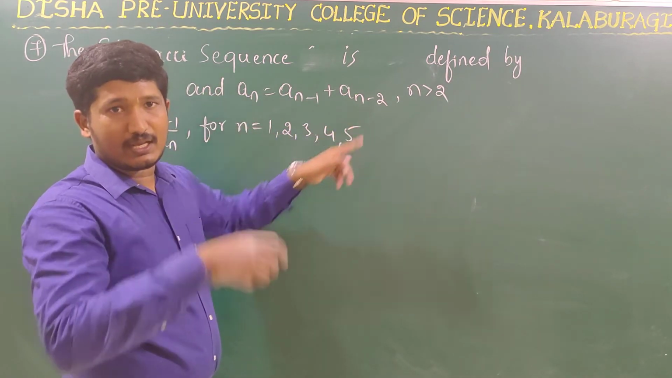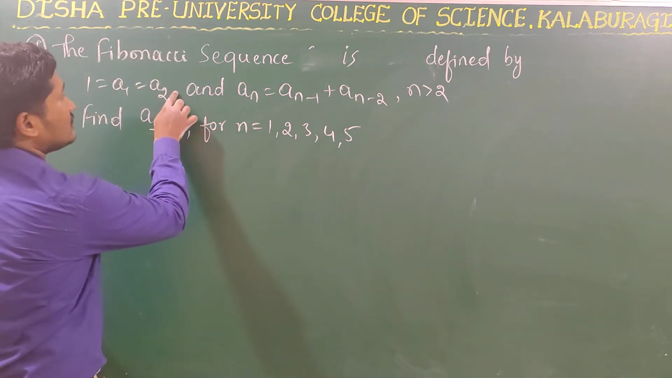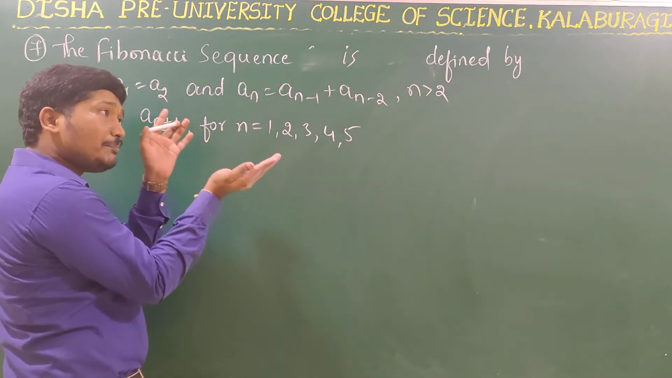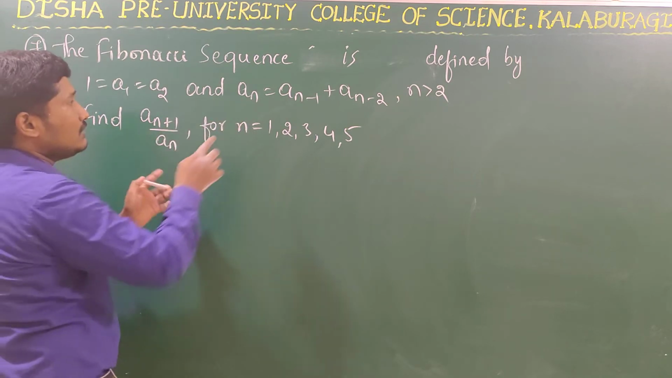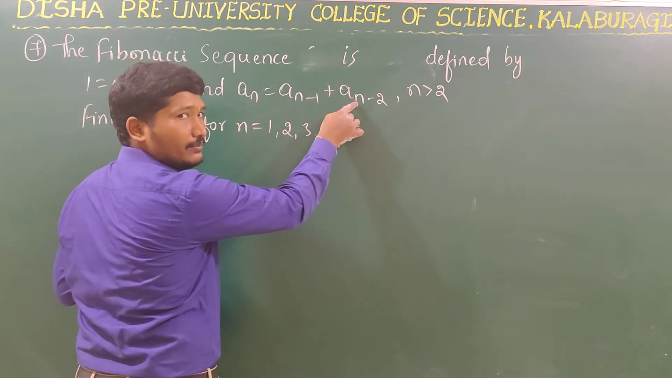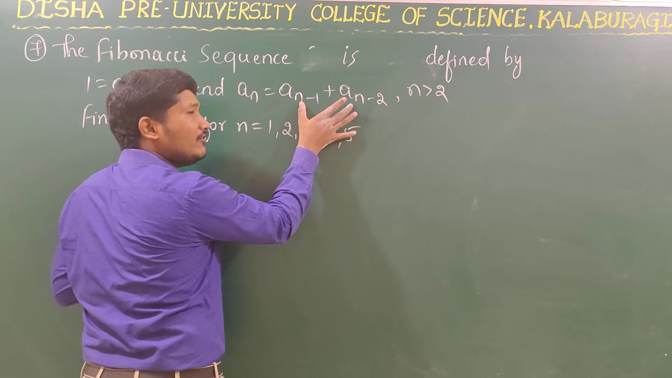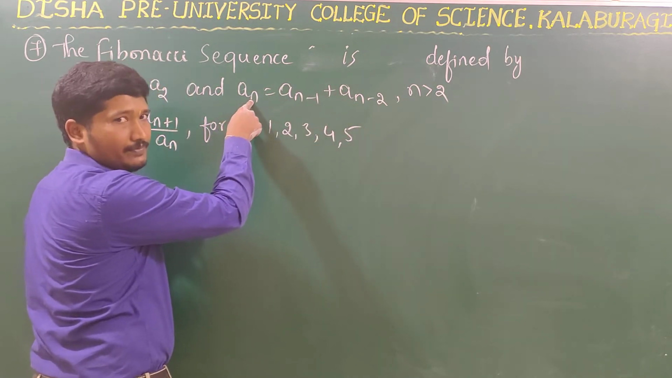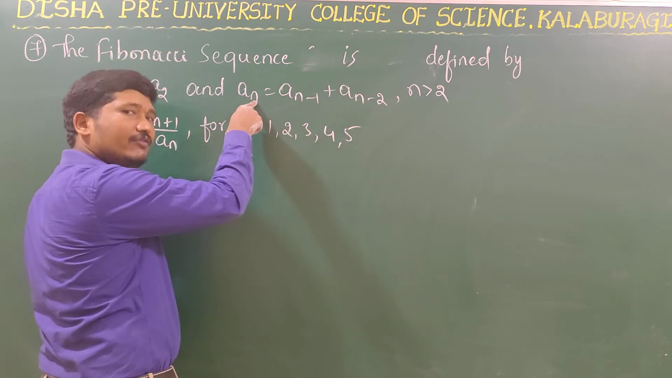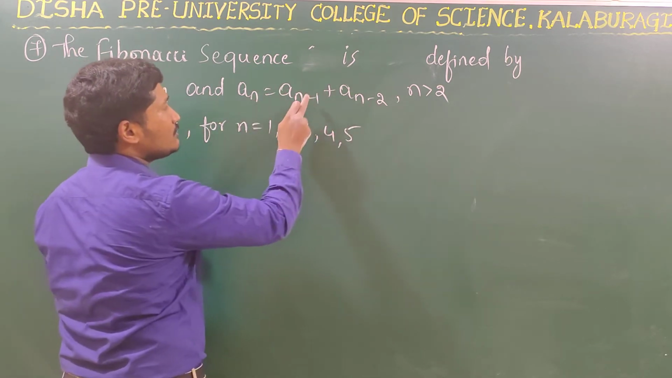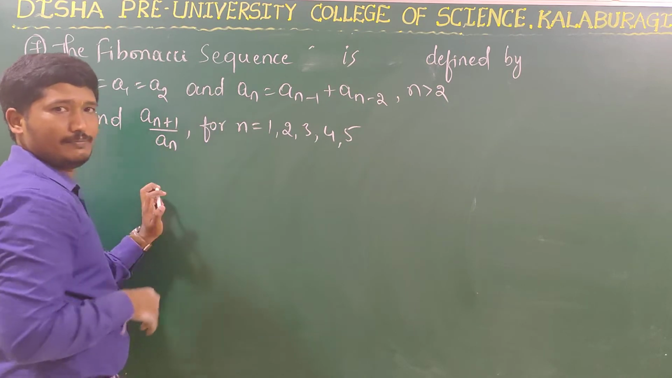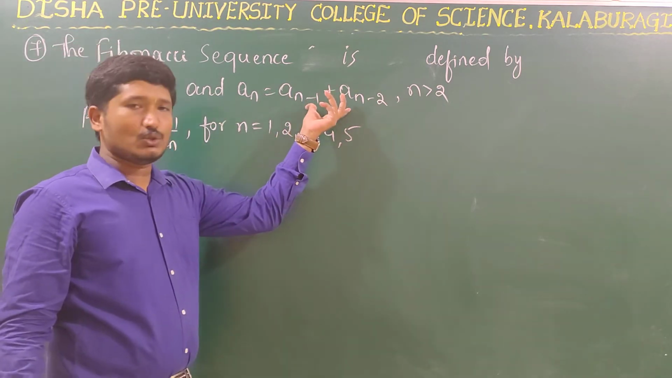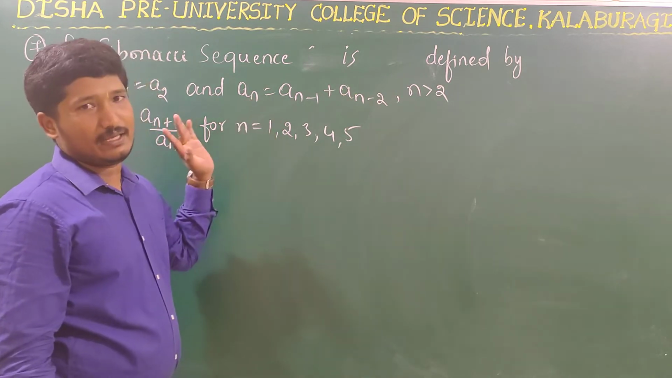Right? While explaining, I told you that the next terms will be obtained by the addition of the previous two terms. So here the same thing is going on. When you add the previous two terms of the sequence, you will get an. n minus 1 is the previous term to n. n minus 2 is the previous term to n minus 1. So when you add those two, you will get an.